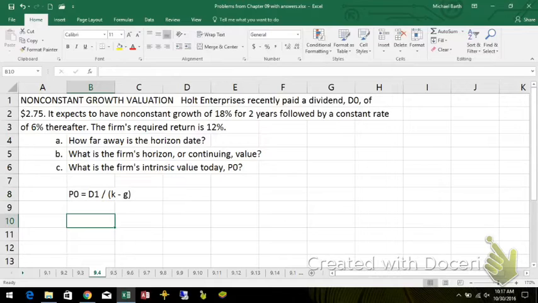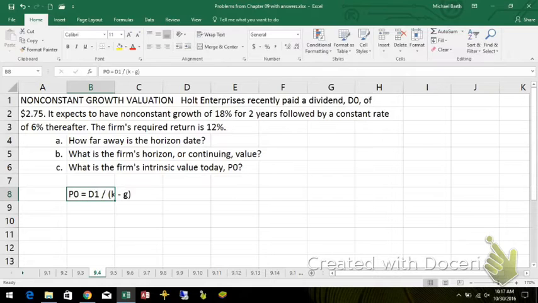In this example, Holt Enterprises is expecting its dividend to have extra high growth for the next 2 years, and then to grow at a constant rate. And that's not that unusual of a simplifying assumption for things like internet stocks and things like that. Okay, so all you have to do is figure out the point in time where the dividend actually does become constant growth, calculate the value then, and then take the present value of all the non-constant dividends plus the value of the stocks at that horizon date in the future.